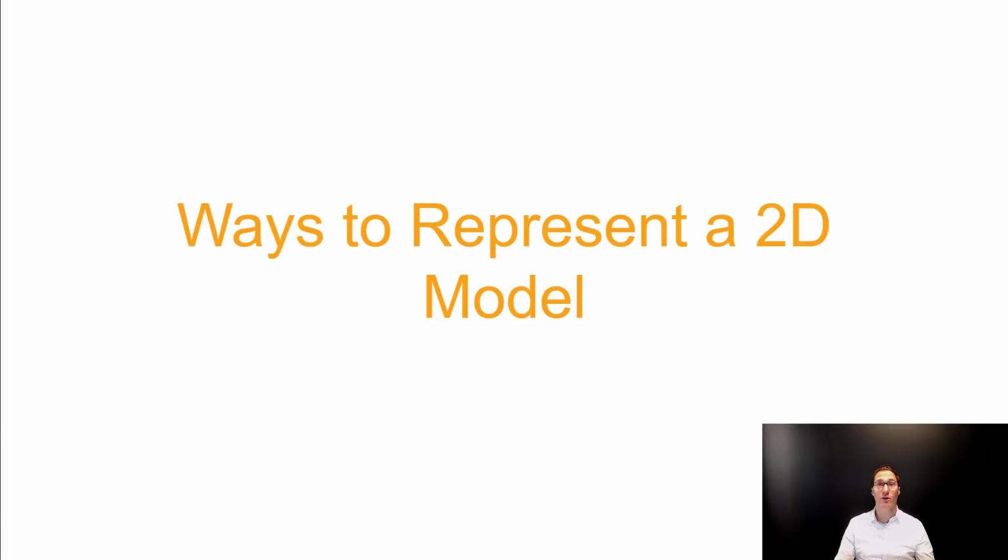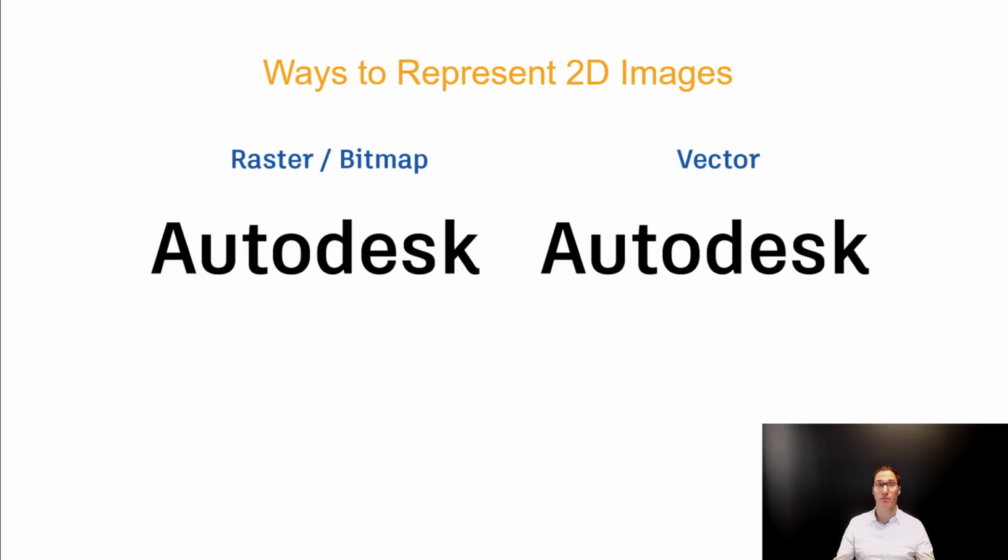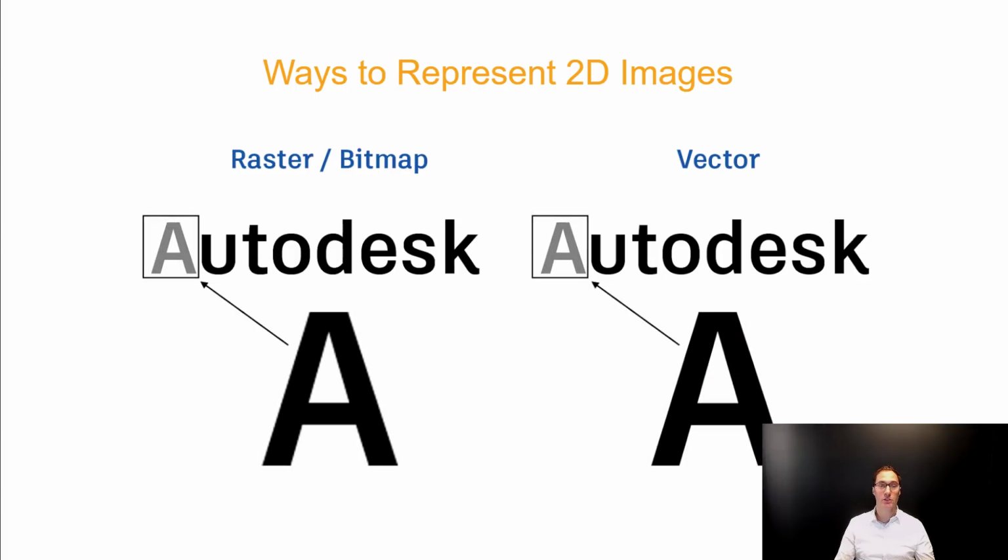And basically, there are two different kinds of ways you could represent them. You could represent them as rasters or bitmaps. They're the same thing. Or you could represent them as vectors. And on the screen right now, you could see that I have our Autodesk logo, or it's actually the word mark, Autodesk. And on the left, we have the raster, the bitmap, and on the right, we have the vector. And they look exactly the same. The difference is going to be when you start to dive in a little deeper. So let's actually zoom in a little bit.